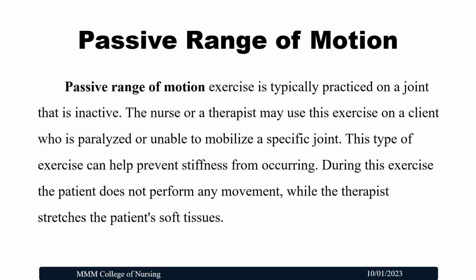Passive range of motion exercise is typically practiced on a joint that is inactive. The nurse or a therapist may use this exercise on a client who is paralyzed or unable to mobilize a specific joint. This type of exercise can help prevent stiffness from occurring. During this exercise, the patient does not perform any movement while the therapist stretches the patient's soft tissues.